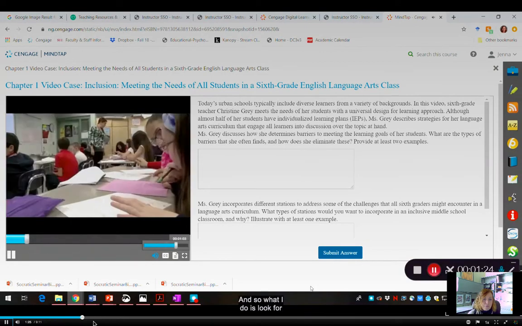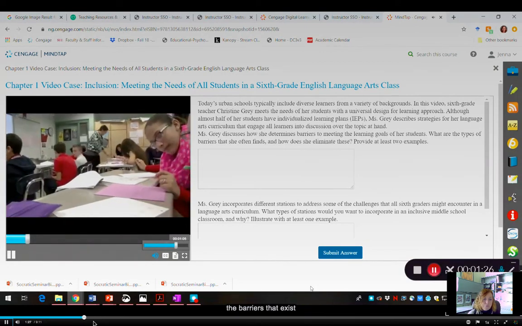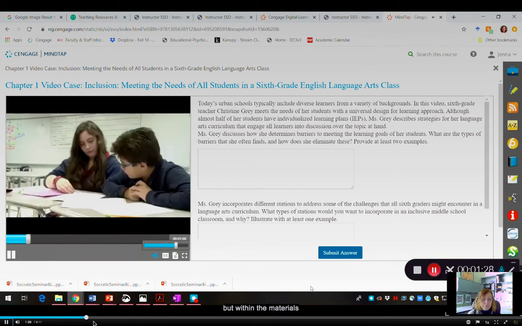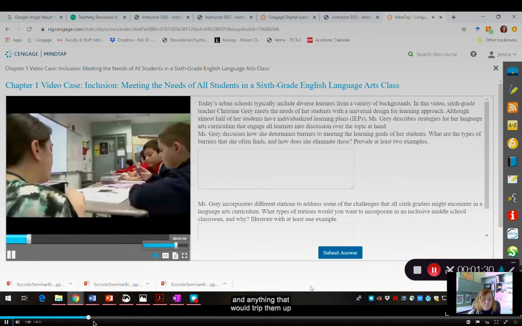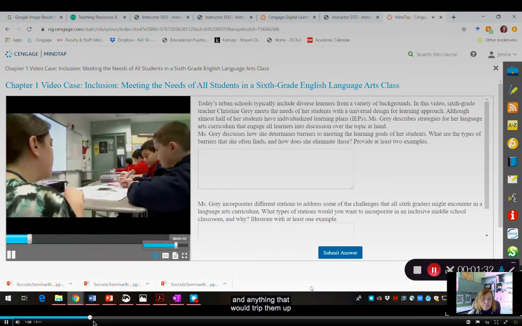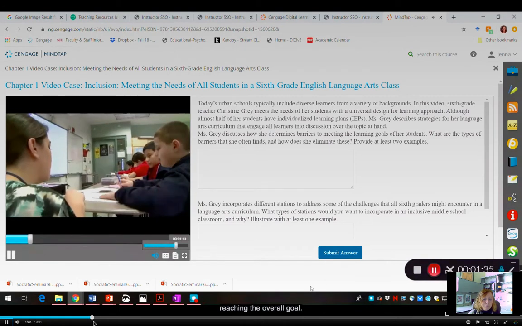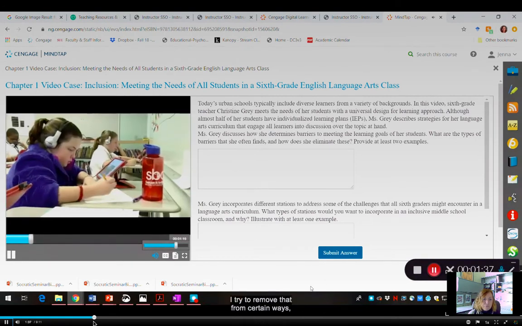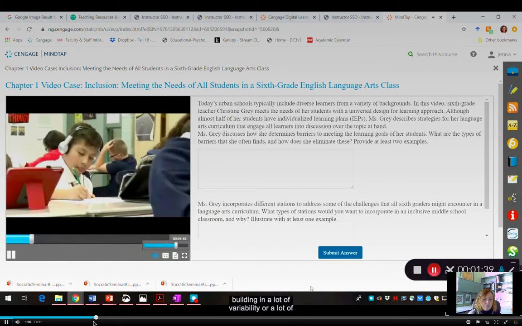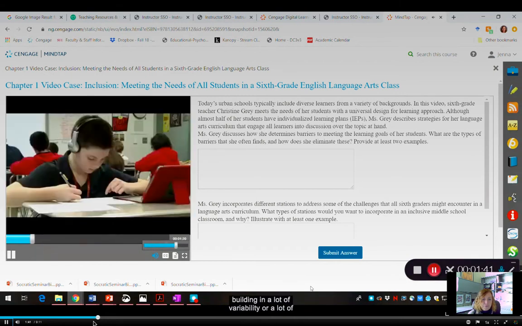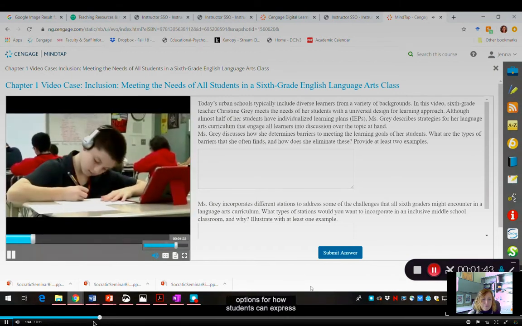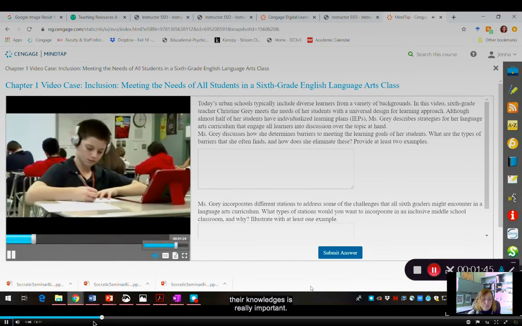And so what I do is look for the barriers that exist, not within my students, but within the materials that I'm going to present to them, and anything that would trip them up or prevent them from reaching the overall goal. I try to remove that in certain ways, building in a lot of variability or a lot of options for how students can express their knowledge is really important.